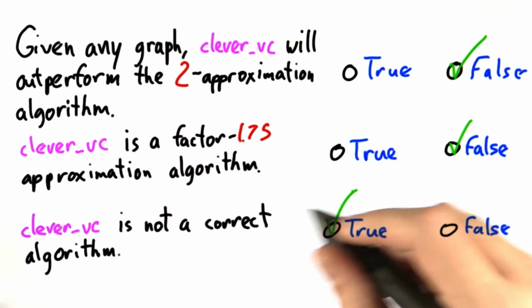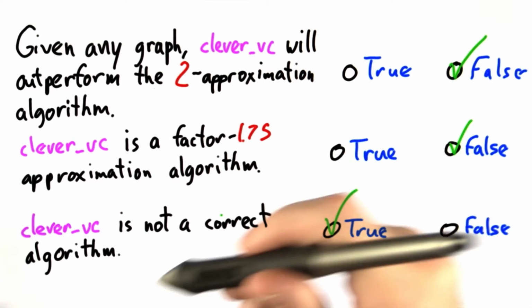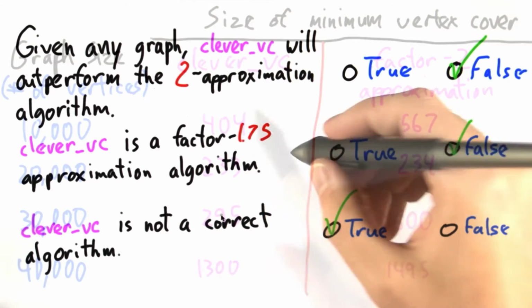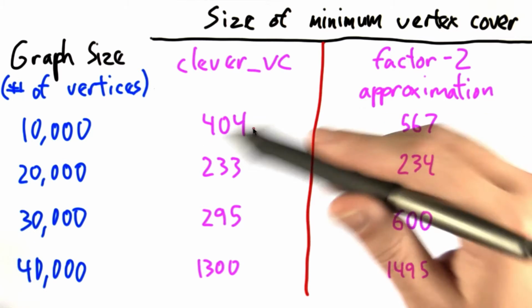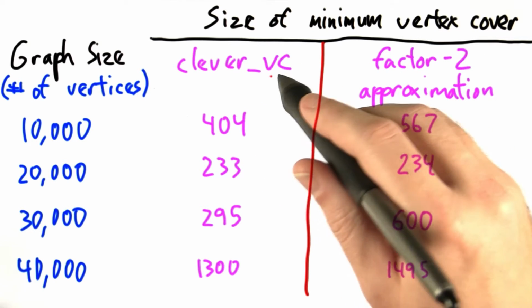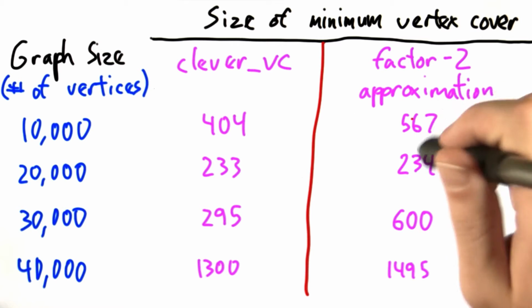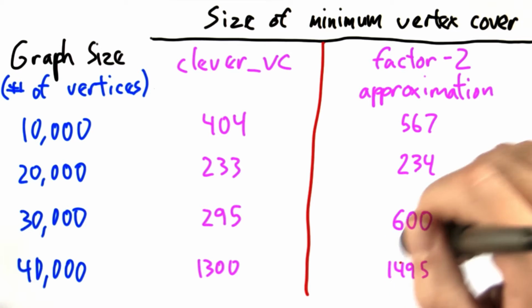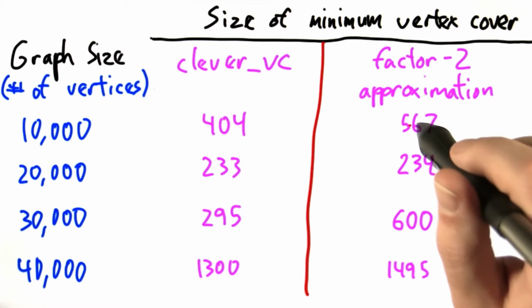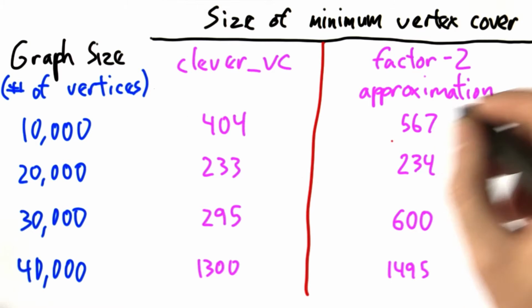However, we can say with certainty that Clever VC is not a correct algorithm. Now, why is that? Let's look back at our table here. Now, the key thing to notice here is that the algorithm we're comparing Clever VC against is a factor 2 approximation algorithm. That means that each of these numbers, each of these minimum vertex cover sizes, is at most twice the actual minimum vertex cover. So let's think about what that means.